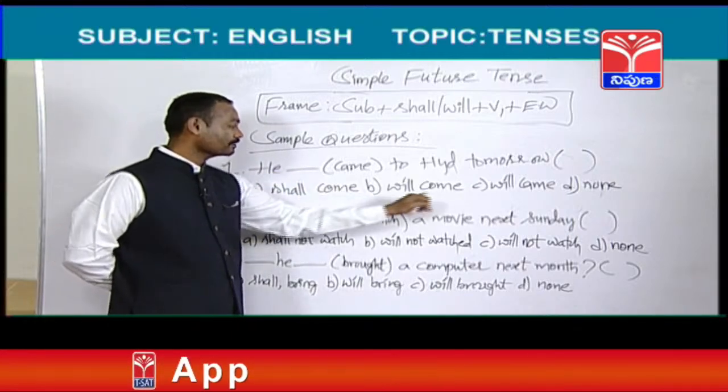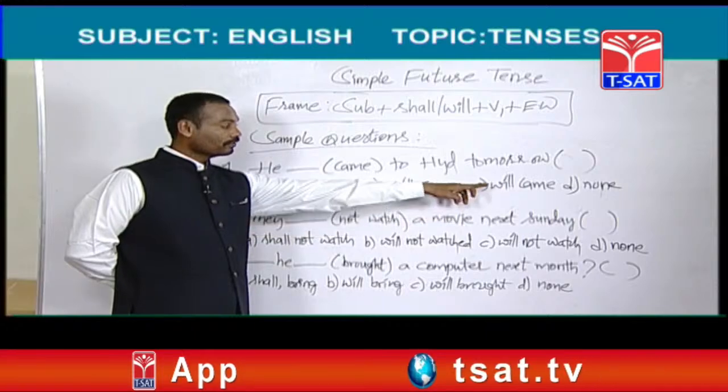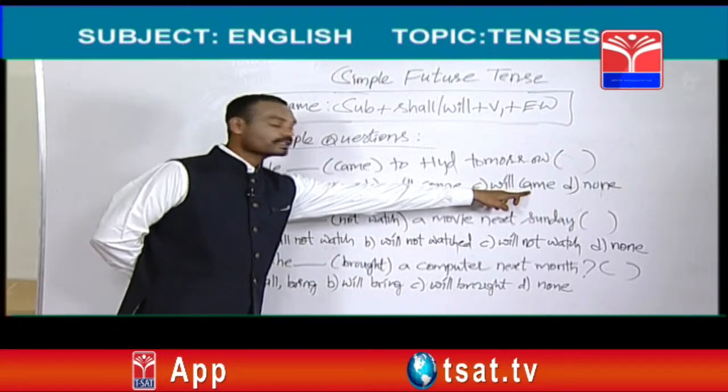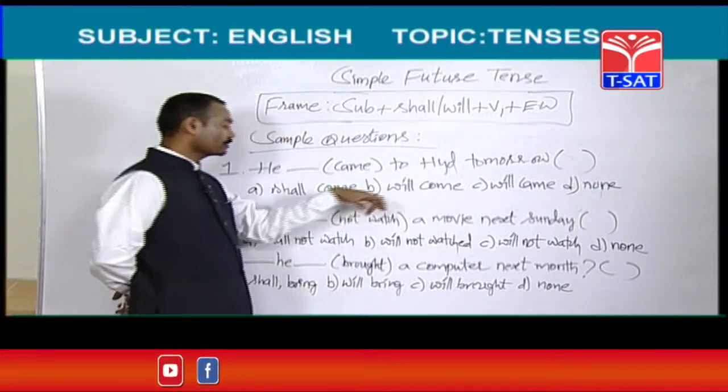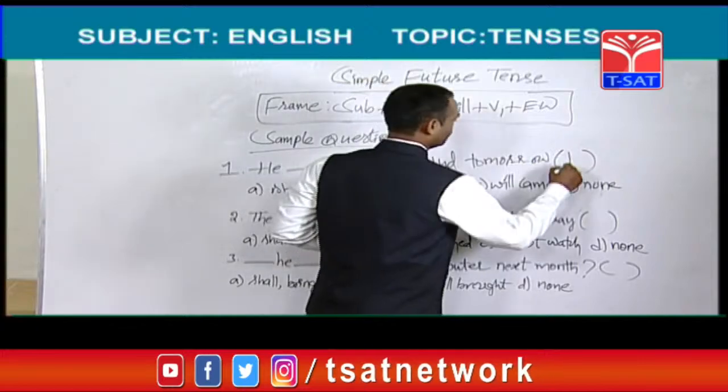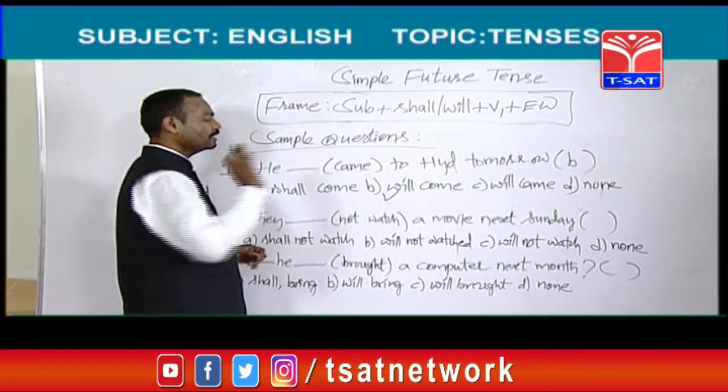Where is "will come"? Yes, "will come". What about "will came"? Wrong. This is right, but this is wrong. We should not use the second form. So here the answer is B. "Will come" is the answer. B is the answer, "will come".